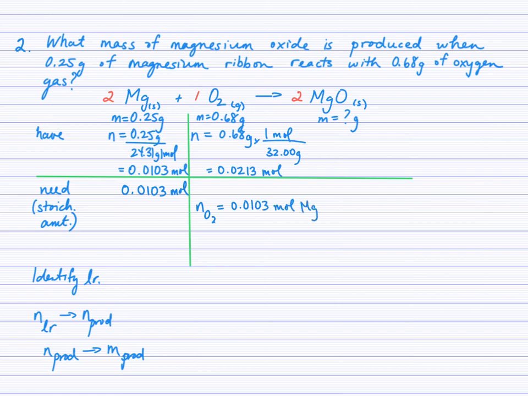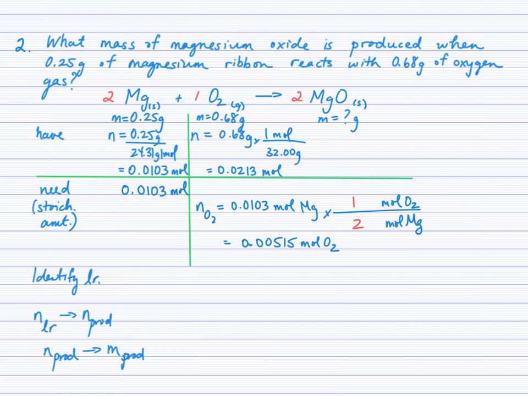magnesium. So here's where we use the mole ratio step again. Again, relate amounts of substances in the equation. So 2 moles of magnesium to 1 mole of O2, and we finish with 0.005, so 0.00515 moles of O2.